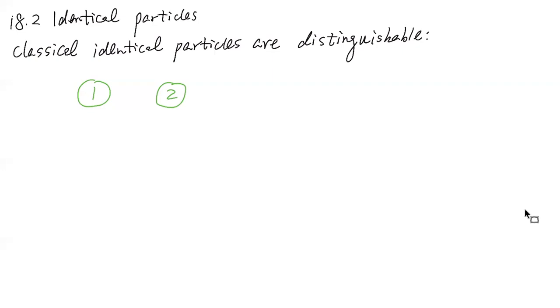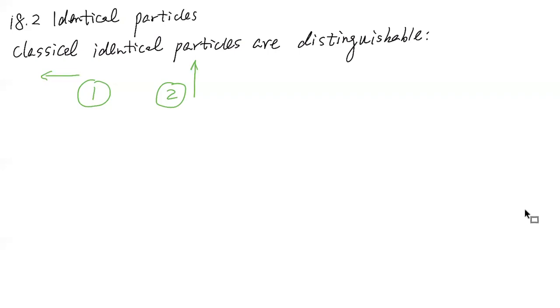They're all green, they're all spheres, so they're the same. However, classically, you can always label one of them as 1, another as 2. And you can always follow the motion of particle 1 and particle 2. Suppose particle 1 is moving in this way and particle 2 is moving vertically.